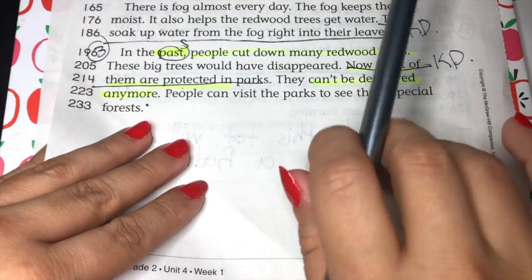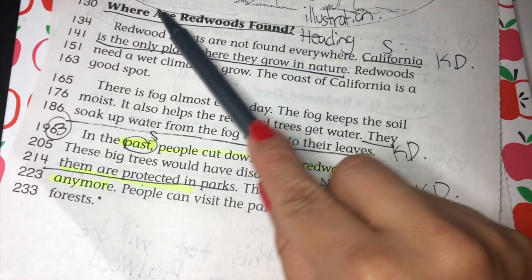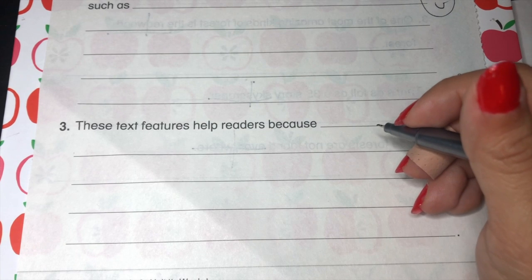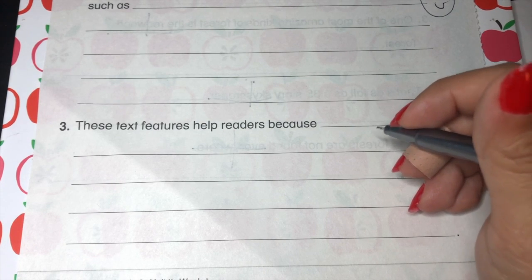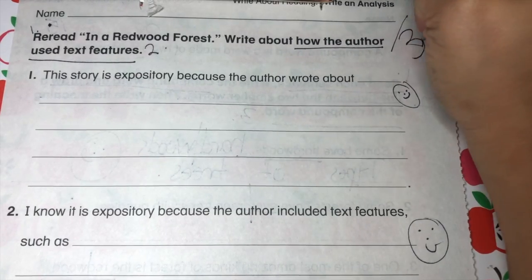So if I asked you where are they found, you're not going to look under the heading that says what it is. You're going to look where it says where they're located, right? So these text features help readers because it organizes the information so that the reader can understand. It's nice and neat, all right? So here at the top, you know what you have to do, all right?